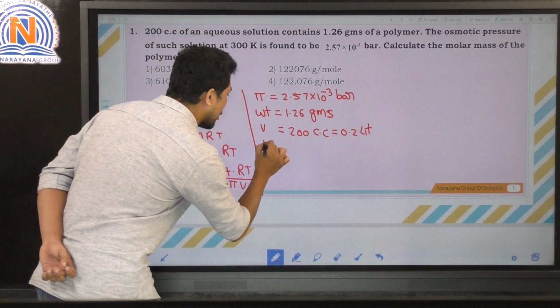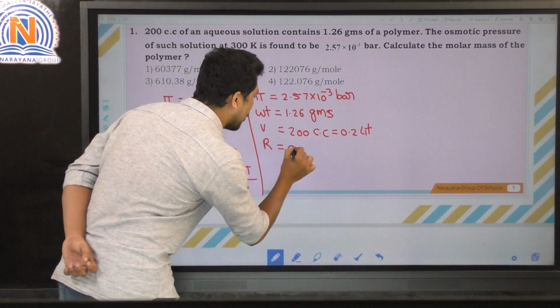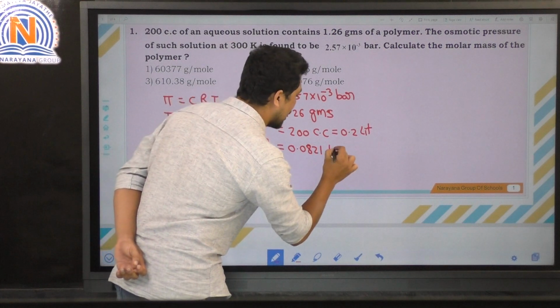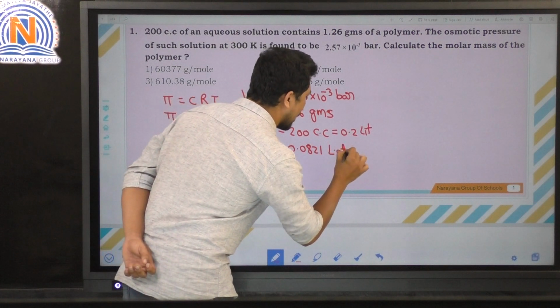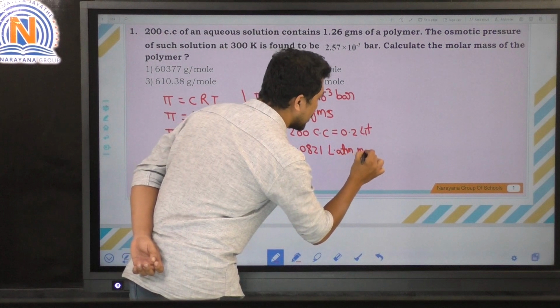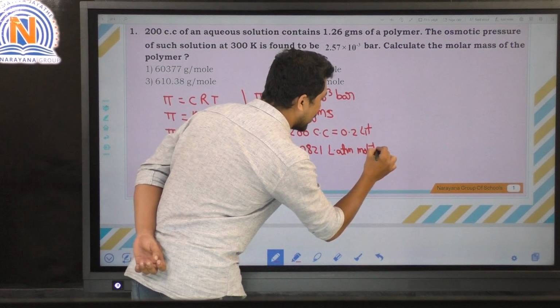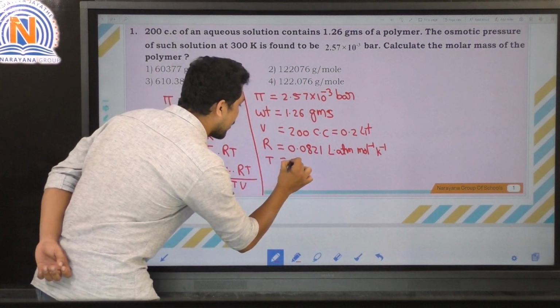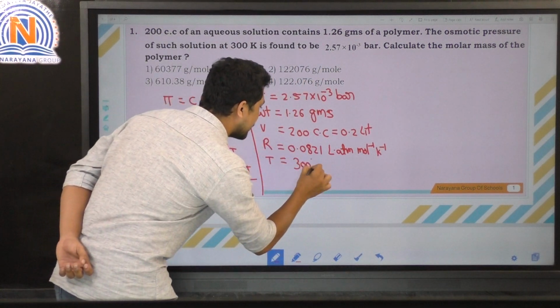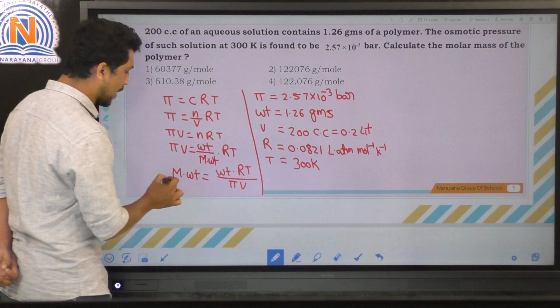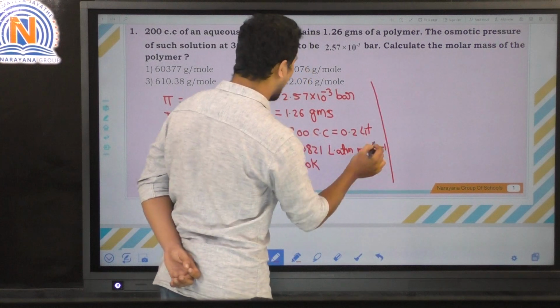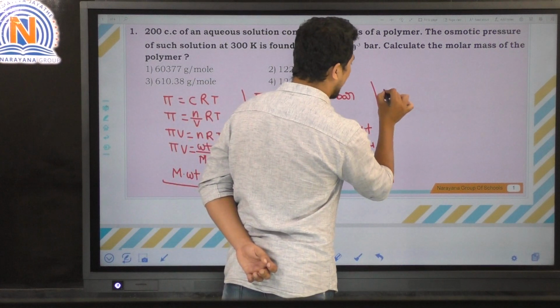Clear? So R equal to gas constant, that is 0.0821 liter atmosphere mole inverse Kelvin inverse. And temperature they have given 300 Kelvin. If you substitute all these values in this formula, we will get the answer, that is molar mass of the particular polymer.